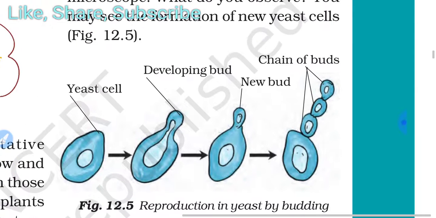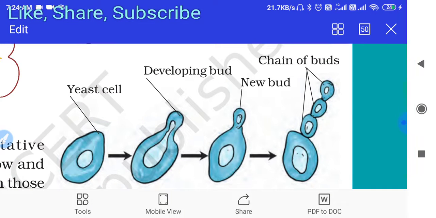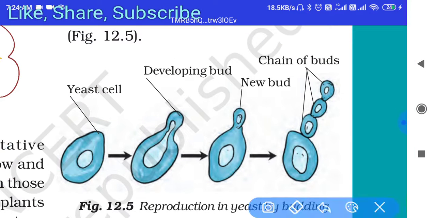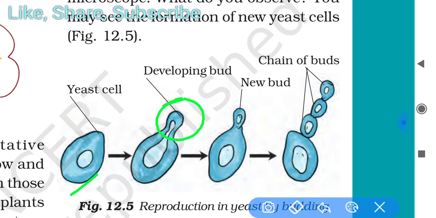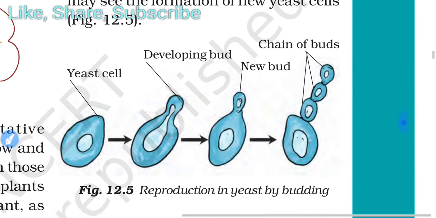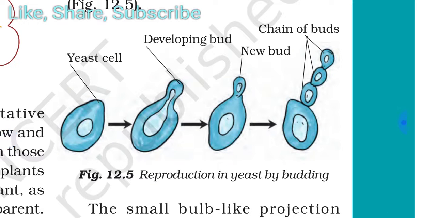If you see the structure of this, it is the yeast cell. One yeast cell develops a bud here. Then a new bud is formed completely, and from this one bud a second bud also arises, then a third, like a chain. Then it forms a many-chain of buds.